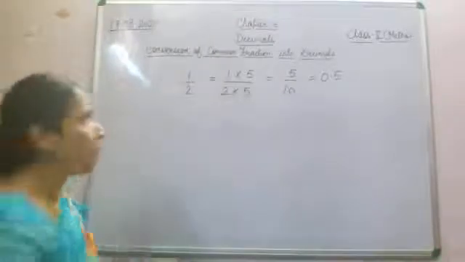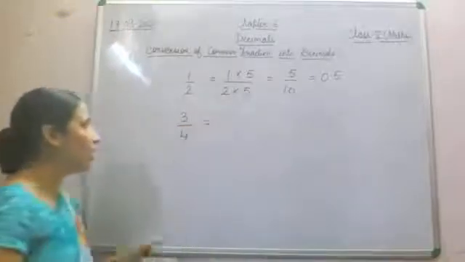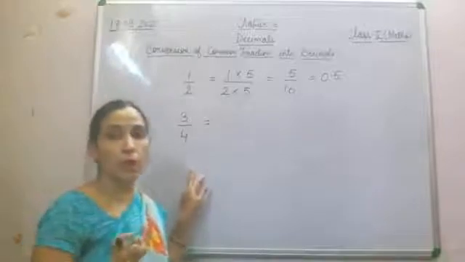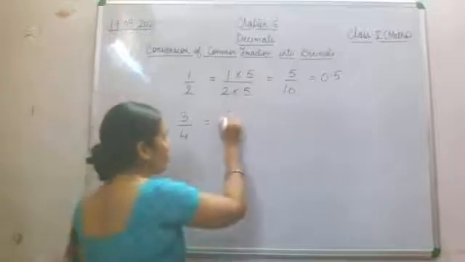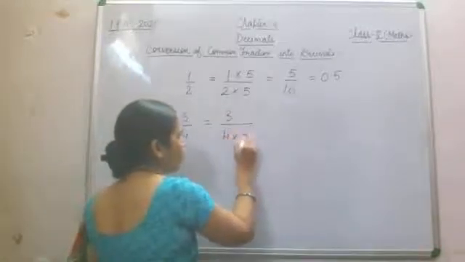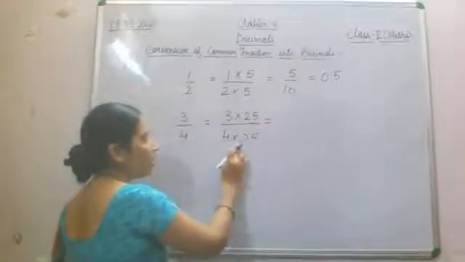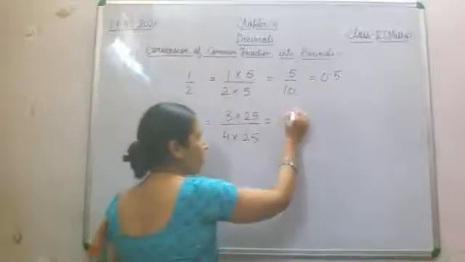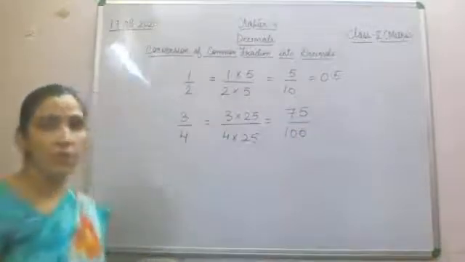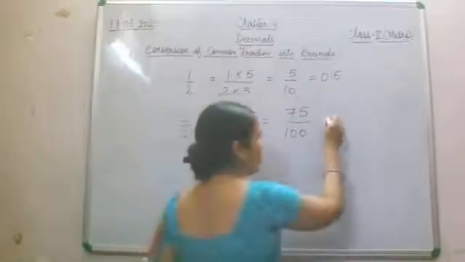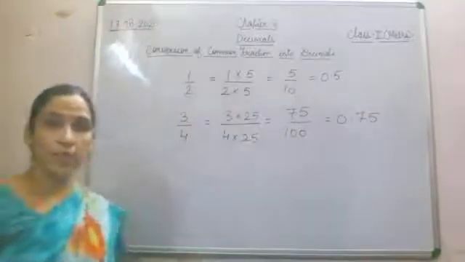Now the second fraction is 3 by 4. Here 4 will be multiplied by which number so that in the denominator you get 10, 100 or 1000? This 4 will be multiplied by 25. Now what will it become? 25 fours are 100, and above that, 25 threes are 75, divided by 100. Now this 75 by 100 can be written in decimal form as 0.75.